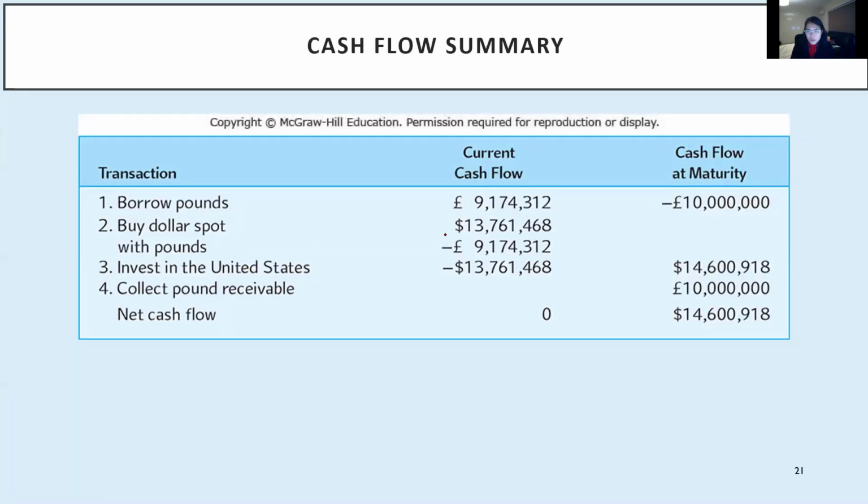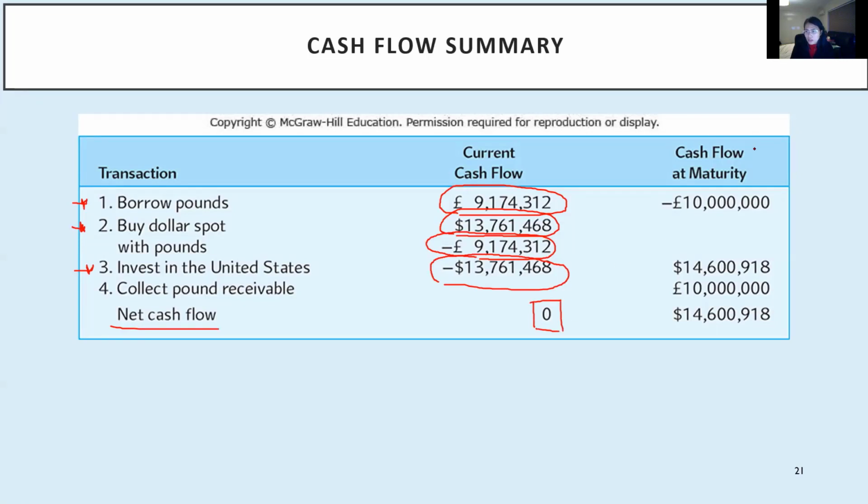So in terms of cash flow summary, this is just what we did before. So here we borrow the pounds. We borrow the present value of 10 million pounds. We're going to convert the pounds into the dollar. So we're going to acquire about 13.7 million USD. And in exchange, we pay them the pounds. Okay. Then we invest in the United States. And because we invest, we've got to pay at time 0. Okay. So the net cash flow for us at time 0 is nothing.